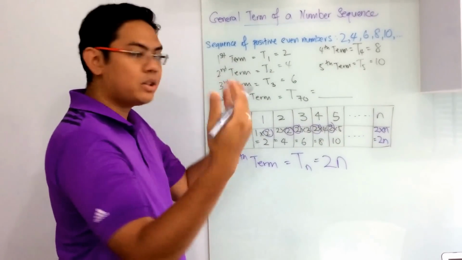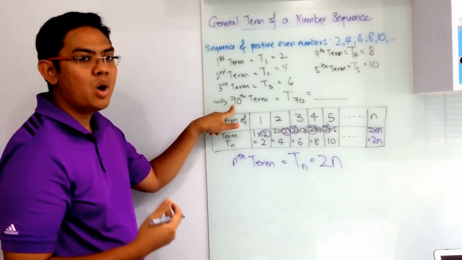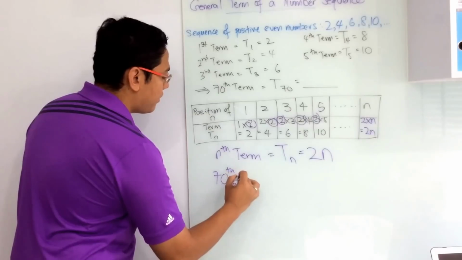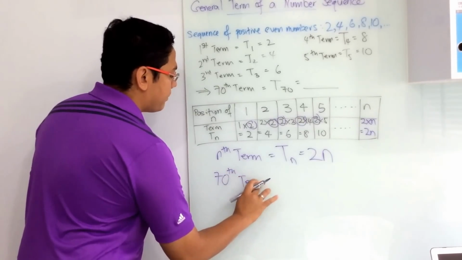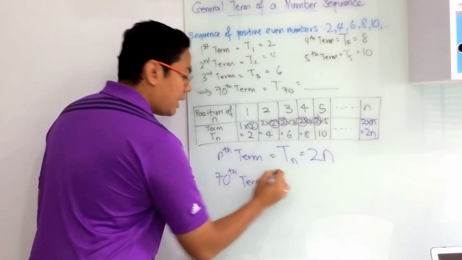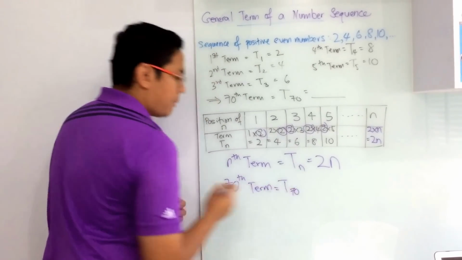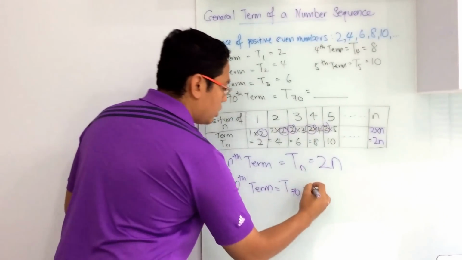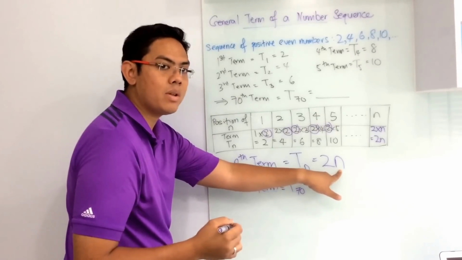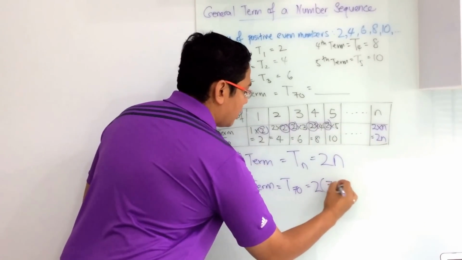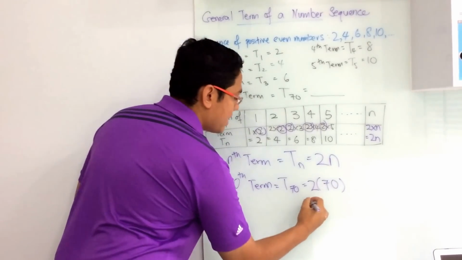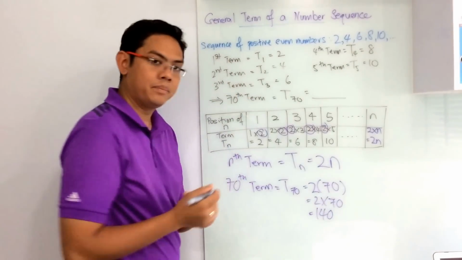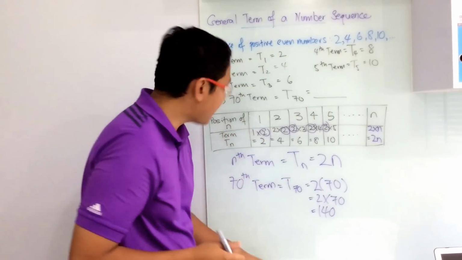So back to the question. If I want to ask you, what is the 70th term? The 70th term is equal to capital T, small number 70 at the bottom right hand corner of T, equals 2, meaning when n is equal to 70, 2 bracket 70, which means 2 multiplied by 70, gives you 140. So let's try another example.